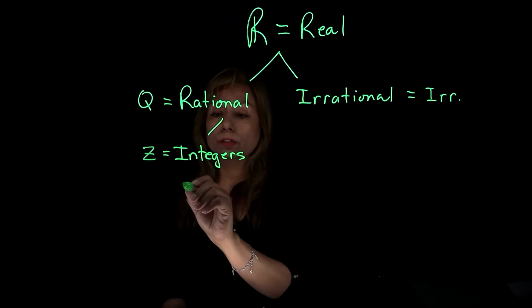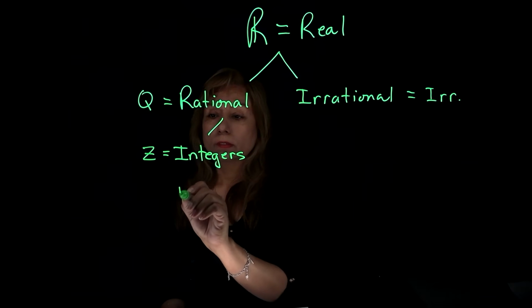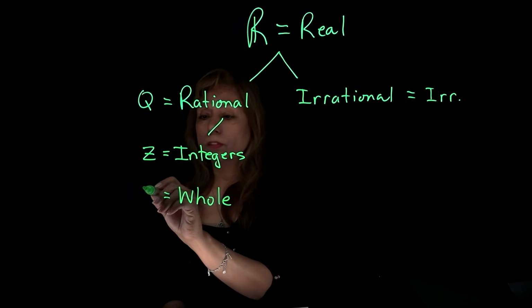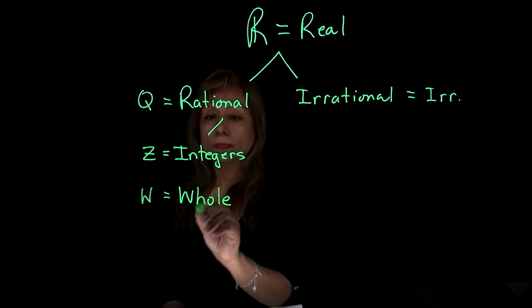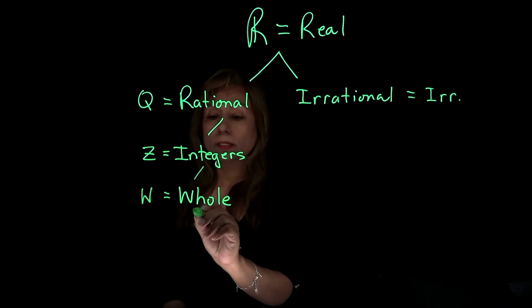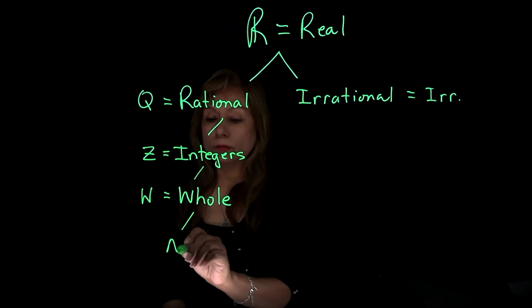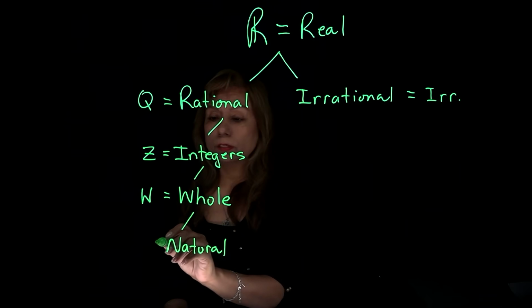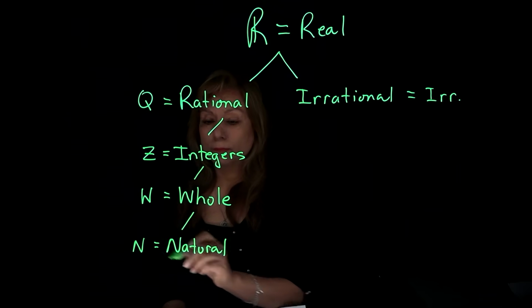Under integers, we have our whole numbers. Our whole numbers, we use the symbol capital W. Oh, forgot my little line here, y'all. And then under whole numbers, we have our natural numbers. Under natural numbers, our symbol would be capital N.